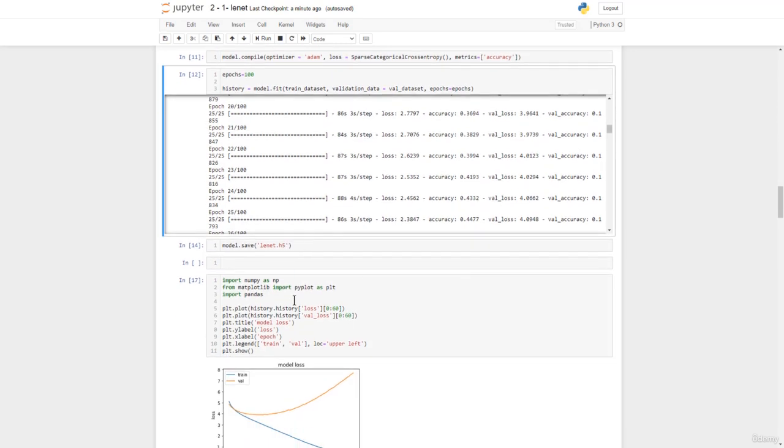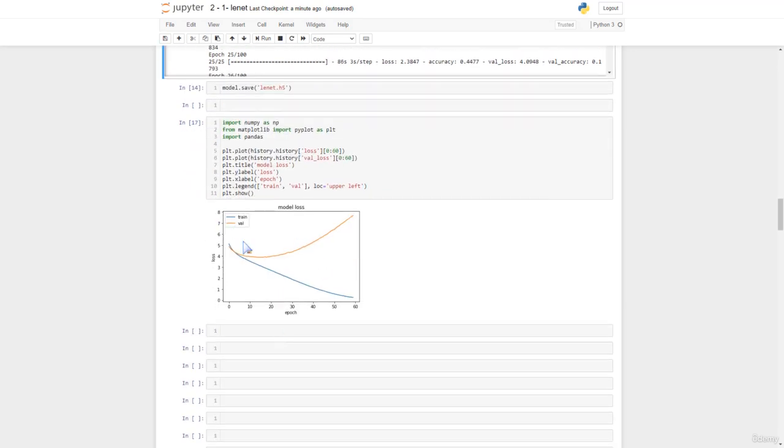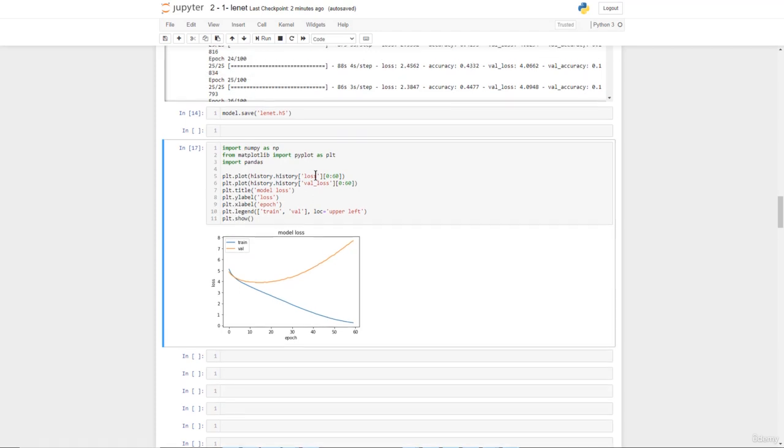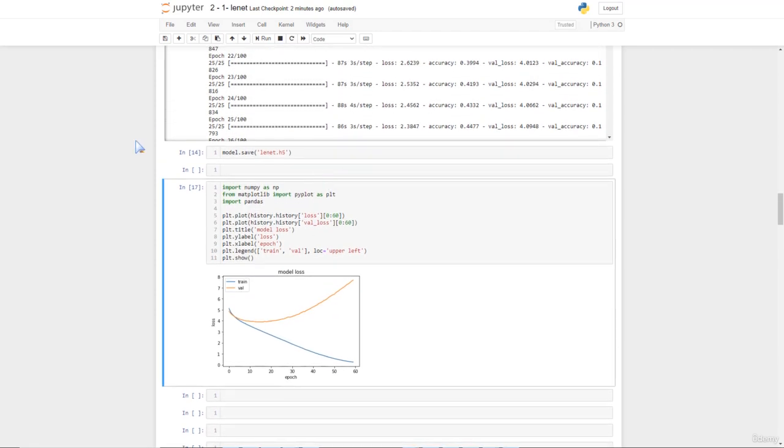After saving our model, we have this plot, which is basically the train and validation losses. But it's clear that our model needs to undergo some corrective measures. So see you in the next section.